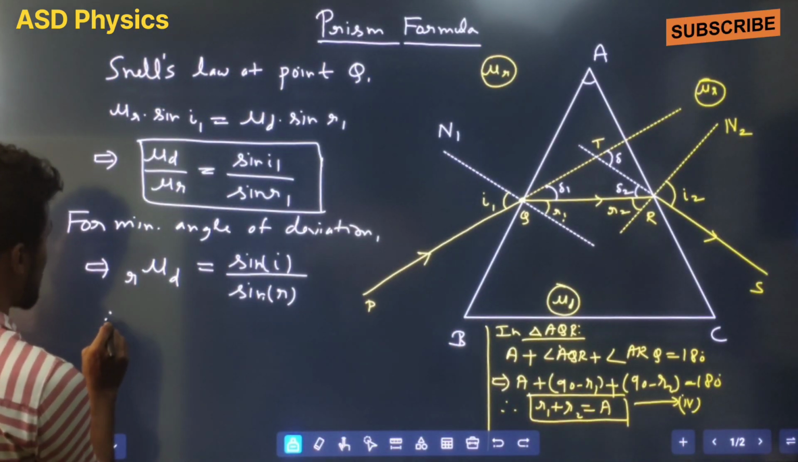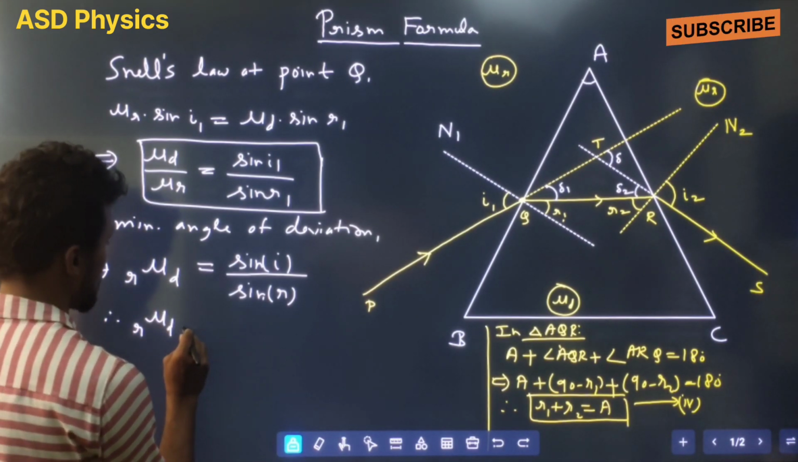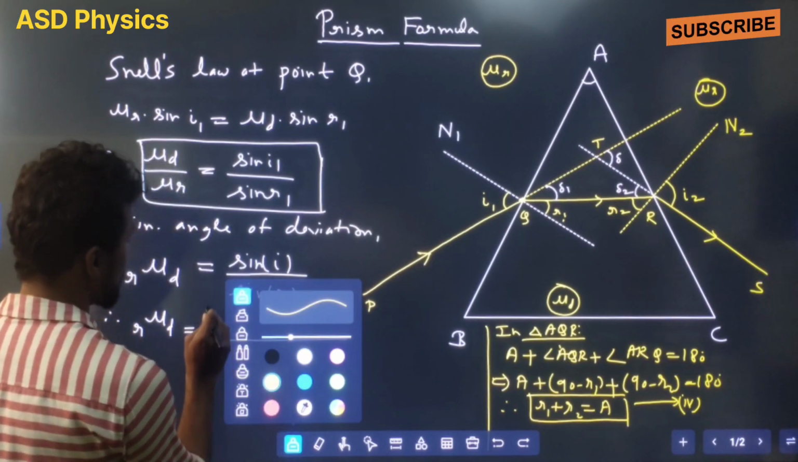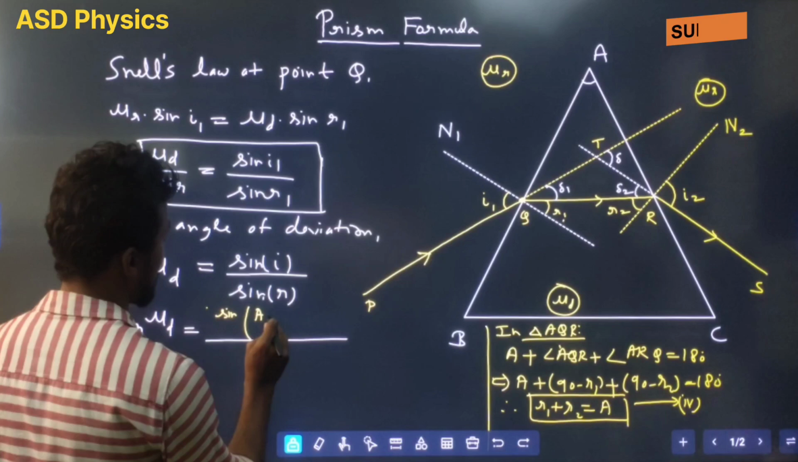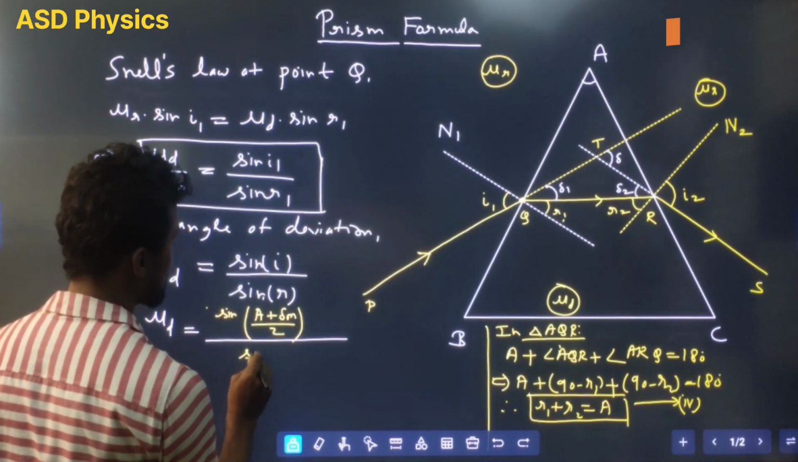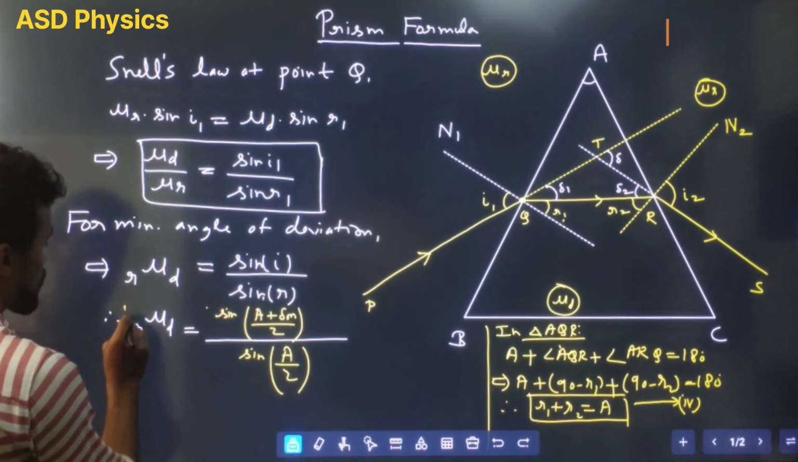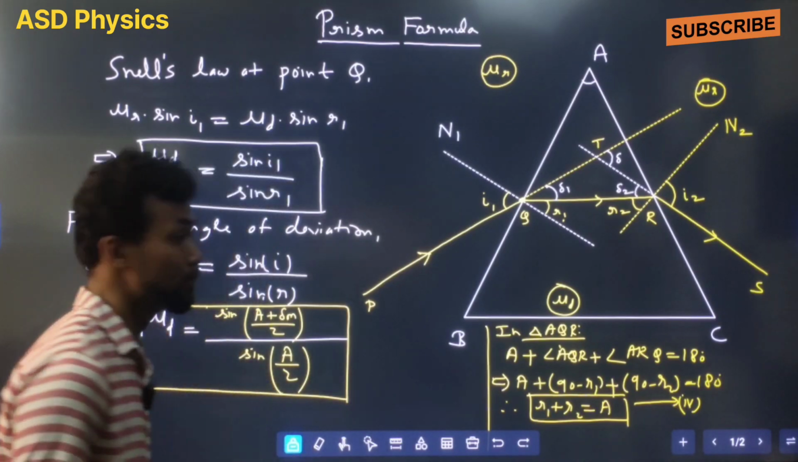Then what will happen here? We can write, hence mu, denser with respect to rarer, is given by this. Now I am going to use this. This will become sin((A plus delta minimum)/2) divided by sin(A/2). Students, this is the Prism formula.